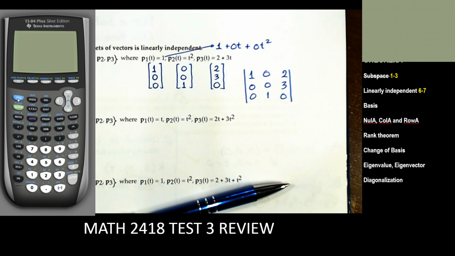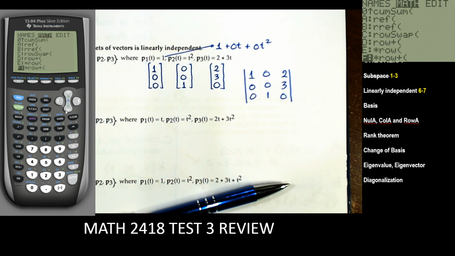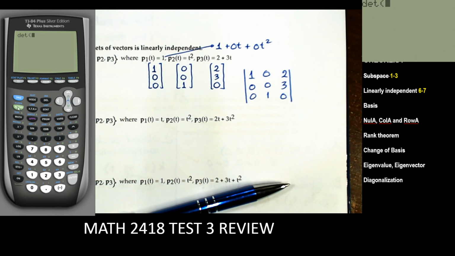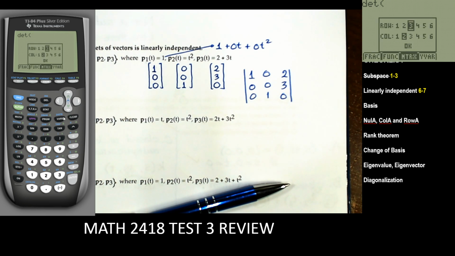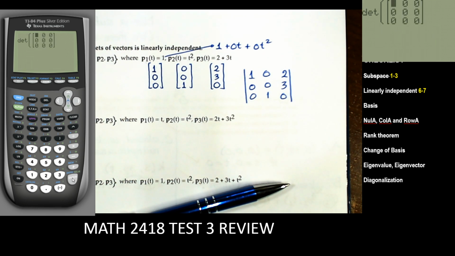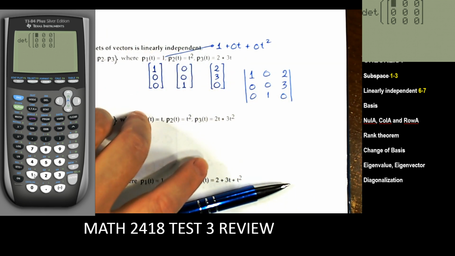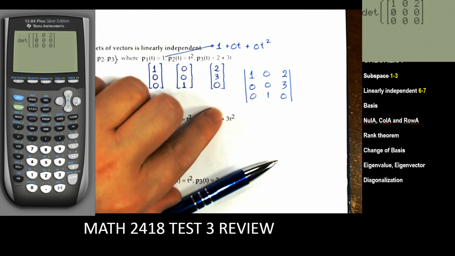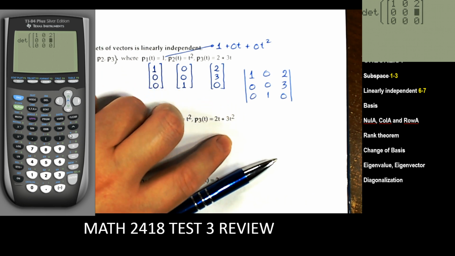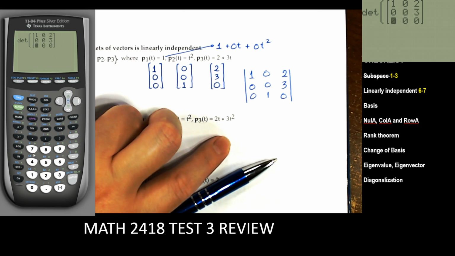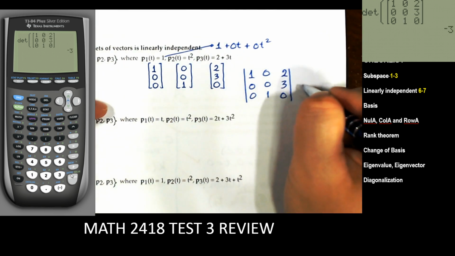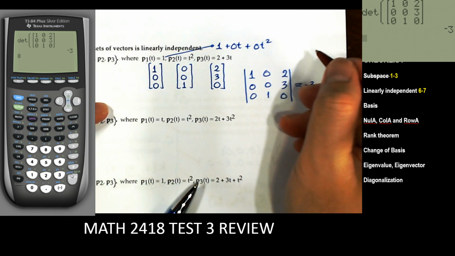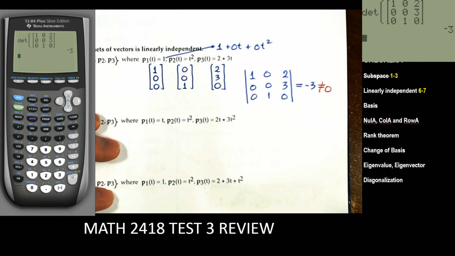So just find the determinant. That is 3 by 3. Right. So just put that in. Do not hit enter here. And the determinant of that is -3. If it is not equal to 0, then it will be linearly independent.